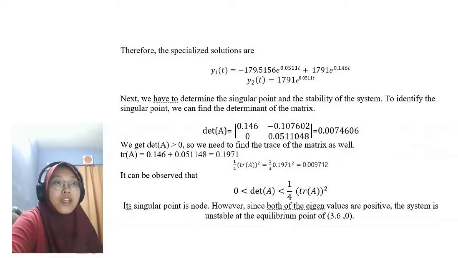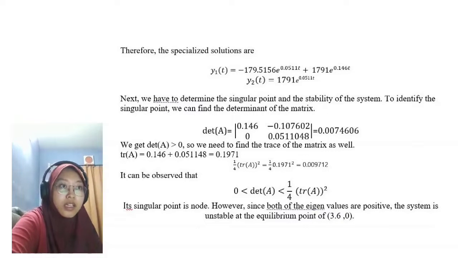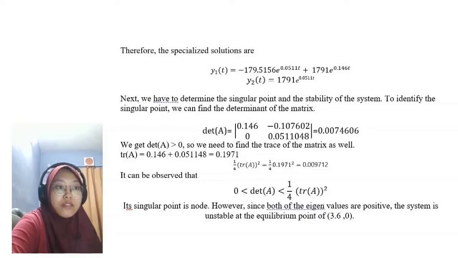Alright, so then we can obtain the specialized solution equations, and after that we determine the singular point and the stability of the system. To identify the singular point, we need to find the determinant of the matrix first, which we obtain as 0.0074606. And as we can see that the determinant value is more than 0, we need to find the trace of the matrix as well.